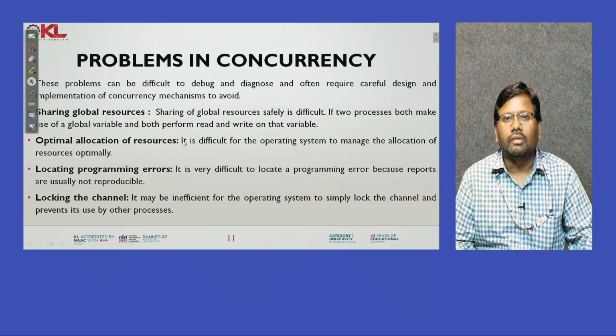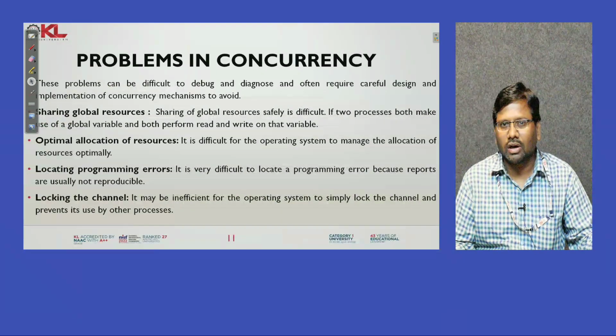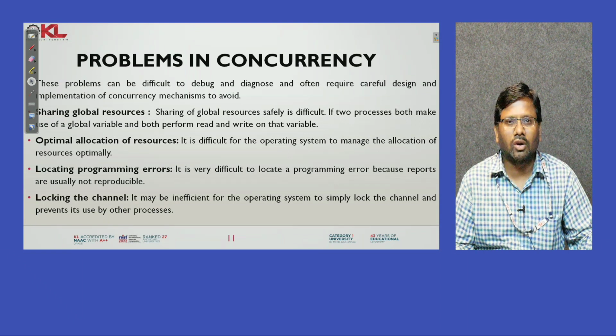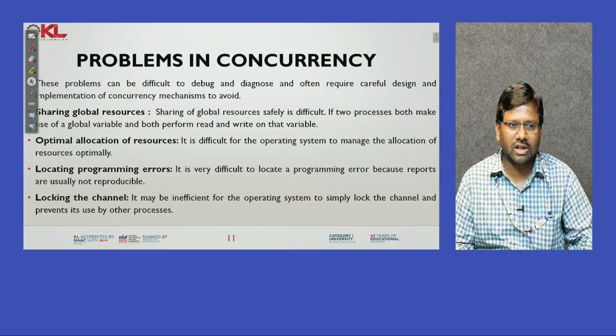So definitely when a task is running, the sharing of the resources among the tasks, with respect to the processes and the threads, is a bit challenging.